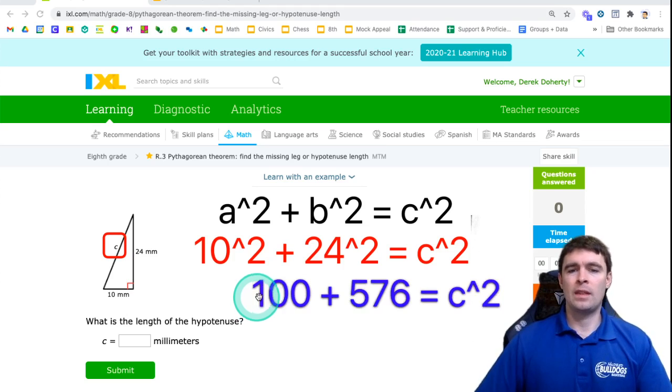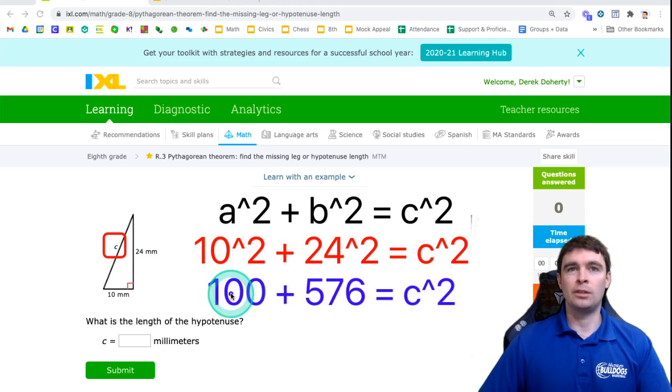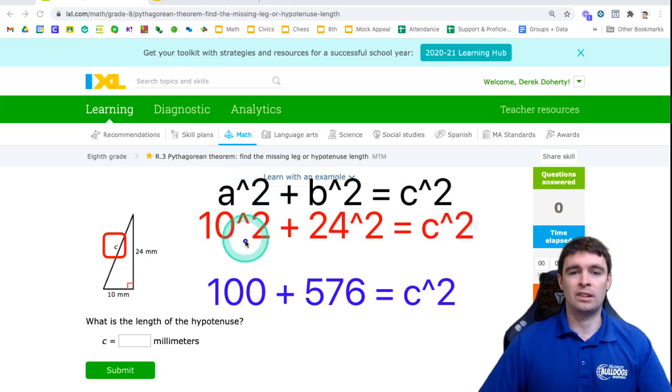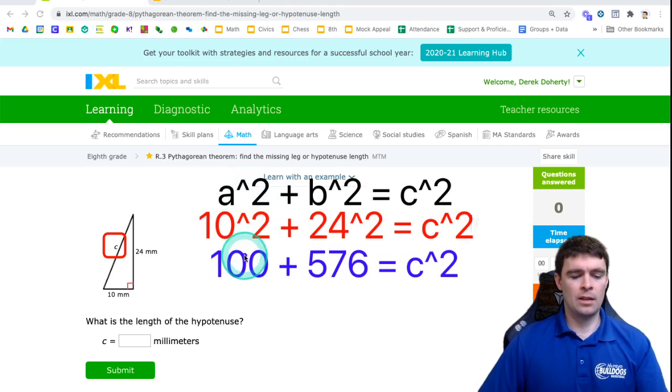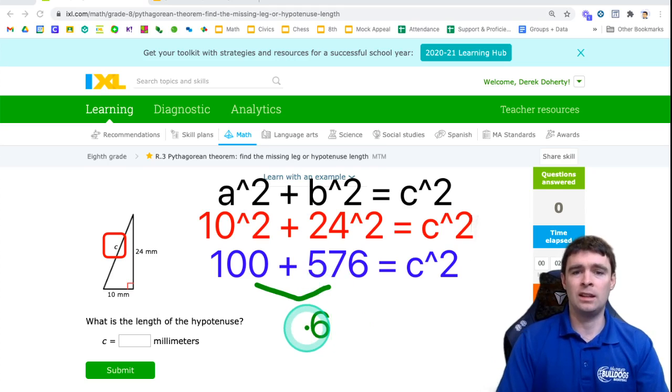And then at that point, now that we've squared those exponents, you should be familiar by now, my next step is to go ahead and add together the 100 and the 576. So when I add together the 100 and the 576, go ahead and show a little wedge that we're adding those together, we get 676. And that needs to be equal to c squared.